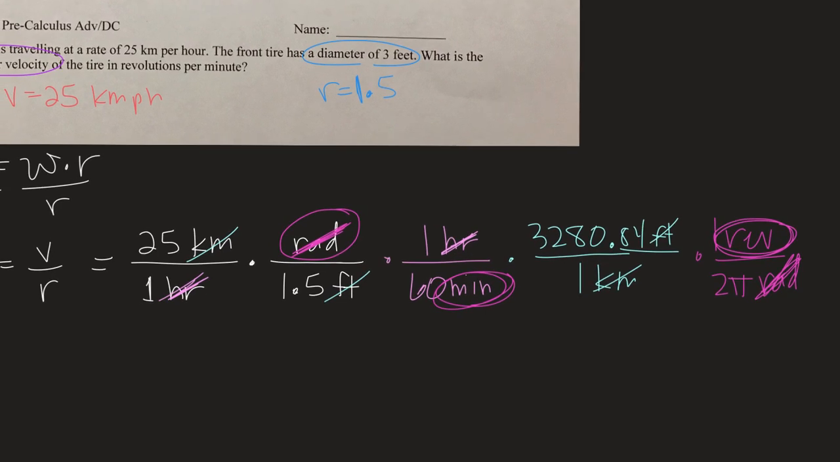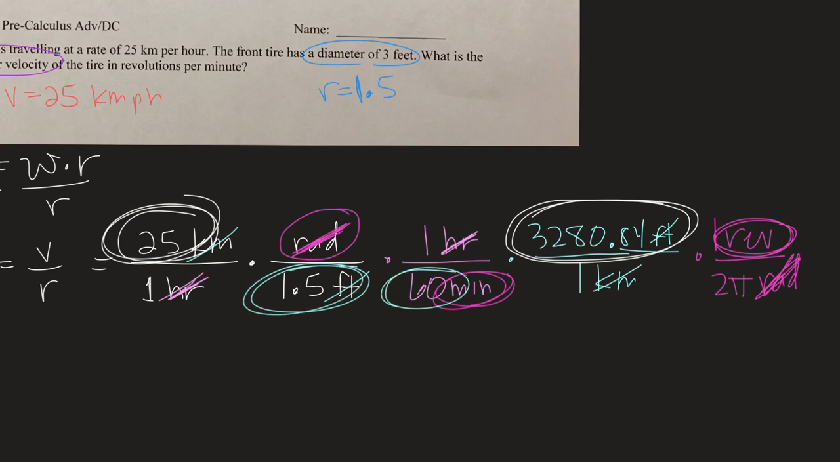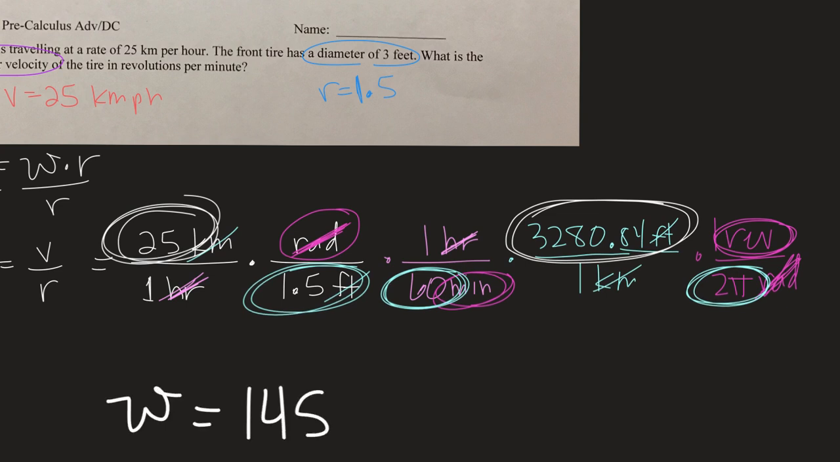Okay, so let's put all this in the calculator. 25 times 3,280.84 divided by 1.5 times 60 times 2 pi. And when we do that in the calculator, I get an angular velocity of 145.05 revolutions per minute.